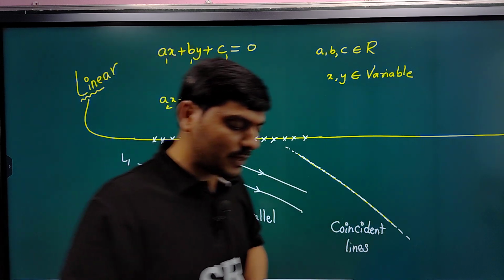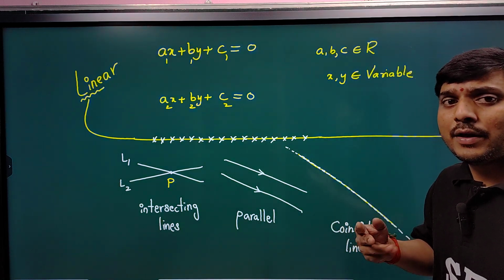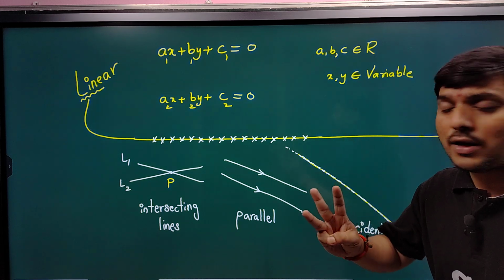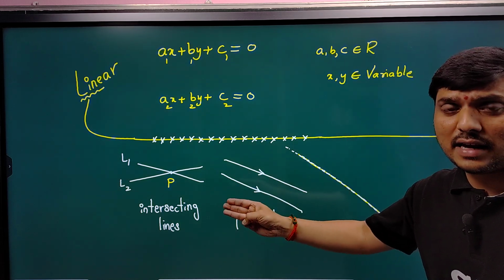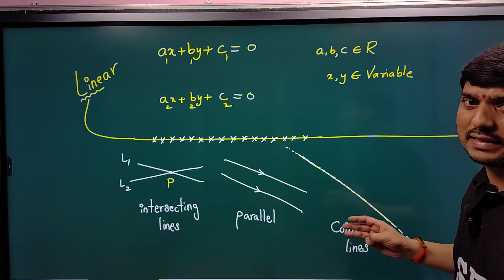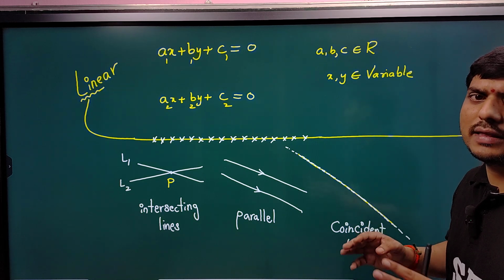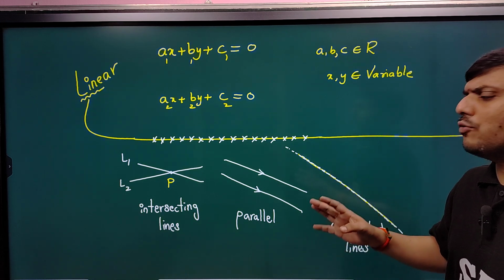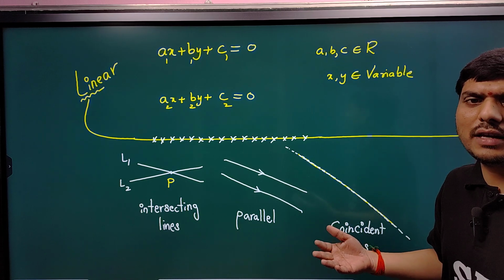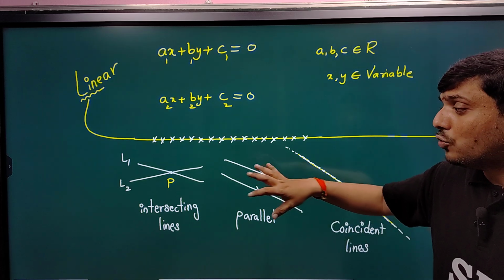Have you observed, students? If you take any two lines, only three cases are there. First one is intersecting lines, second one is parallel lines, third one is coincident lines. Only three concepts, no more than three. These three concepts are most important. In the next concept, I will explain how to find the solutions of the equations, how to find those two lines' equations.